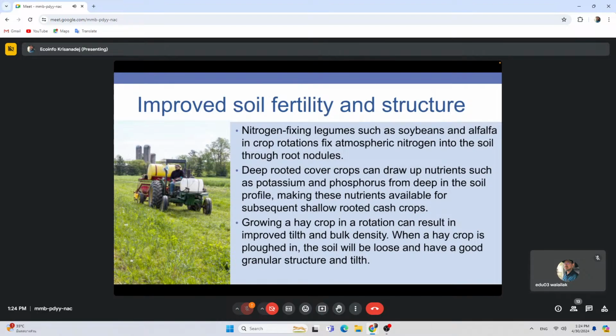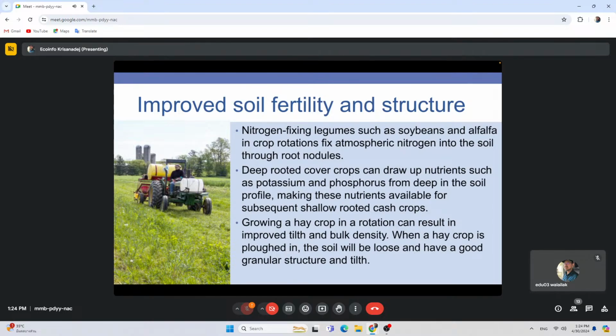Okay. For improved soil fertility, you will have a nitrogen-fixing legume like soybean, etc. So legume is the one in the crop rotation that you need to think of. Okay, deep-root cover crops are also important. As I suggest, if my root is like that, next year I plant something that has a deeper root than me, going deeper.